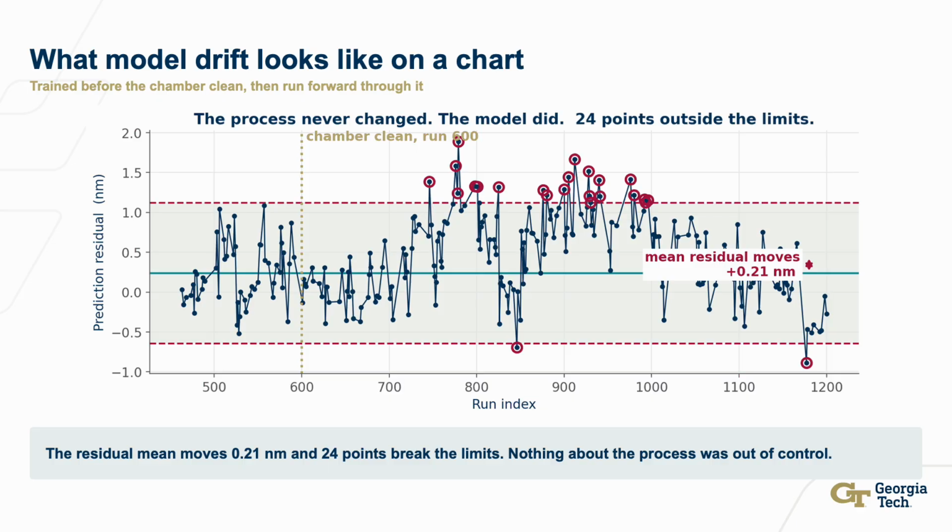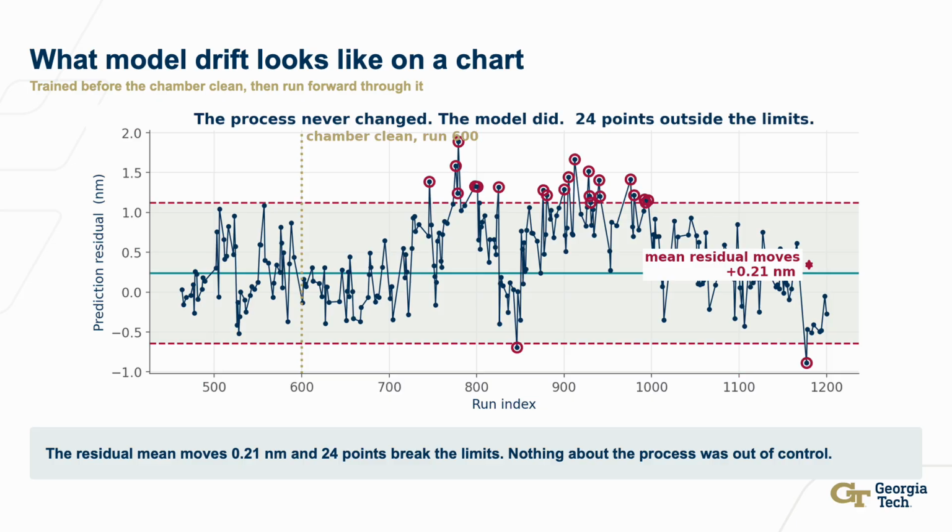After the clean, 24 points break the limits and the mean residual moves by 0.21 nanometers. And here is the thing to hold on to. The process never changed. The chamber is healthy. The wafers are fine. The CD-SEM is fine. What changed is that the model's understanding of the relationship between them went out of date, which is exactly why you need this chart and not just the process chart.